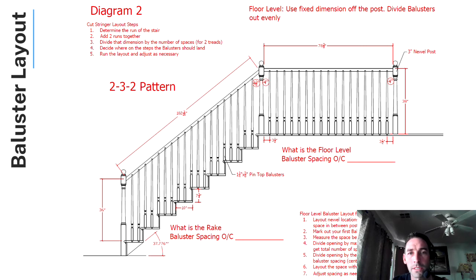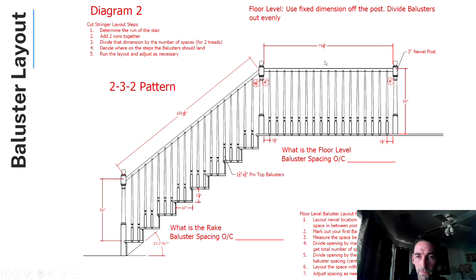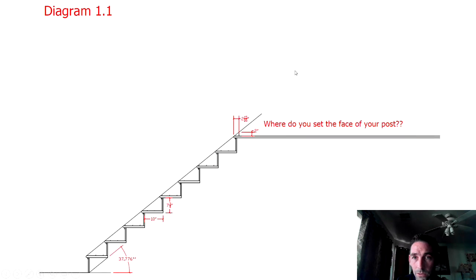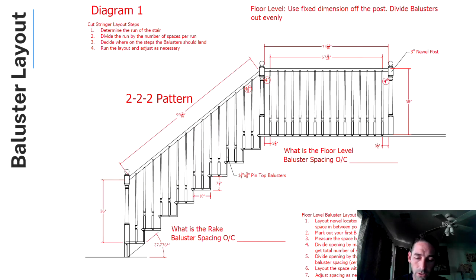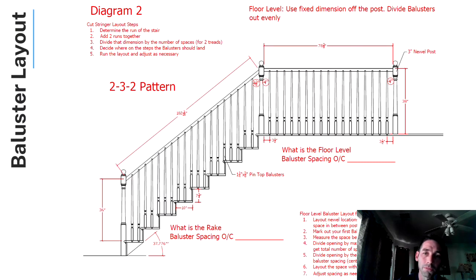Okay, so this is the same thing. The floor level, I'm just having the students, I'm taking away one dimension, so I've changed these dimensions a little bit. You can see this is 78 3/8 from face of newel to face of newel, and what was our last one? 74 11/16. So I'm changing it up on them, forcing them to do the math again. And I've taken away the dimension from center of this to center of this. So they're going to have to do the math to find that out, and then divide that out and figure out how many balusters at what space. The difference we have here as well is we're showing a 2-3-2 spindle pattern or baluster pattern on this stairway.